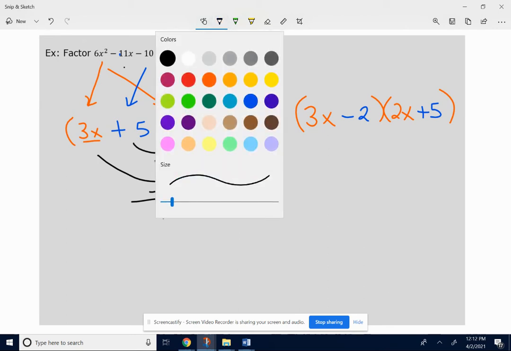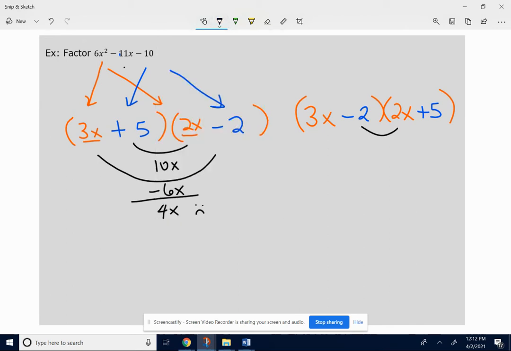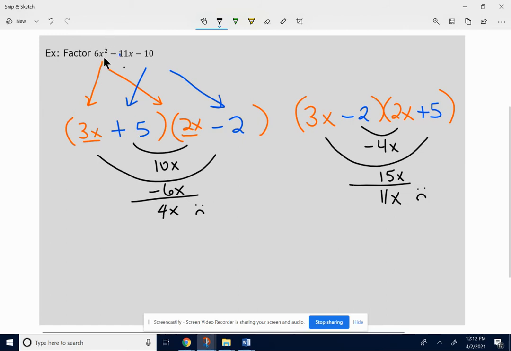So let's just try. Let's multiply negative 2 times 2x, negative 4x. Let's multiply 3x times 5, that's 15x. Let's add these up. I get 11x. Darn it all. It's interesting that it's 11x and not negative 11x, but it's not negative 11x, so it doesn't work. That did not work. Try again.